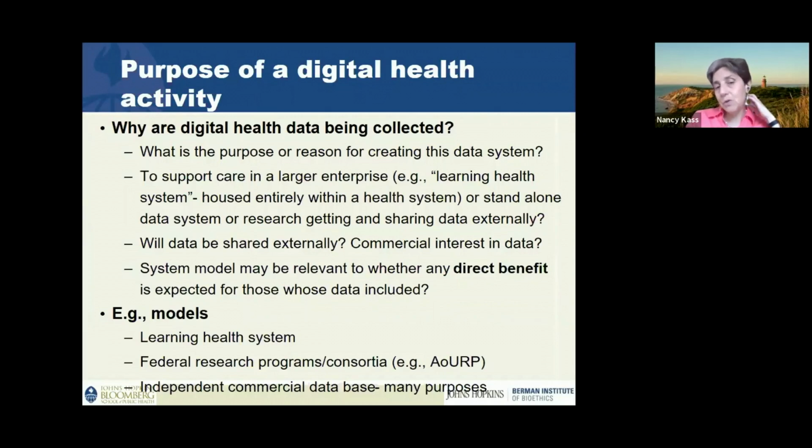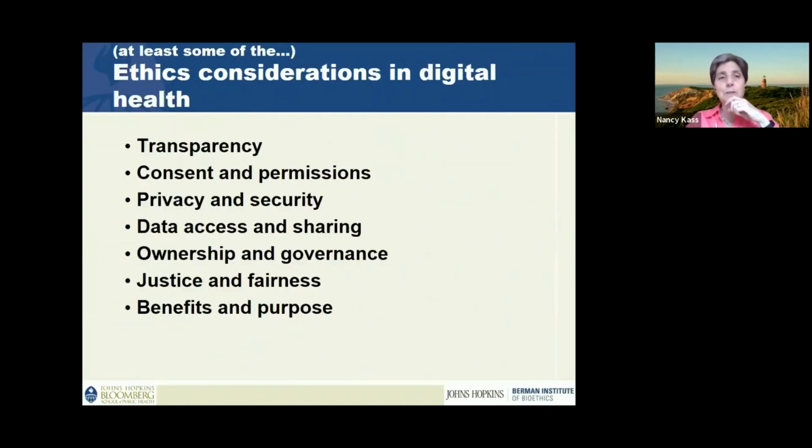I've put here just a few different models. I've already talked about a learning health system, which might be internal to a particular healthcare institution. I'm involved with the All of Us research program, which is the NIH's large million American research study, which is trying to create the largest database that we have that is federally funded of a heterogeneous group of Americans so that many researchers from all walks of life can learn from those data. And of course, there are then independent commercial databases of many flavors.